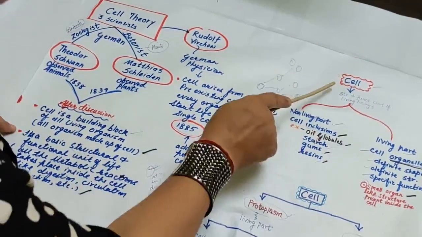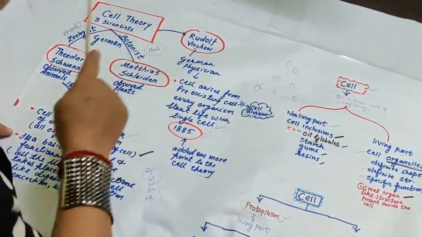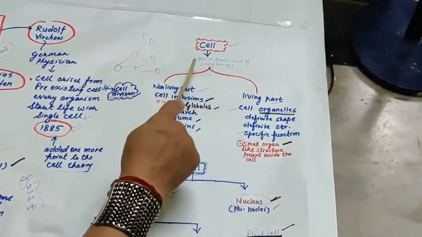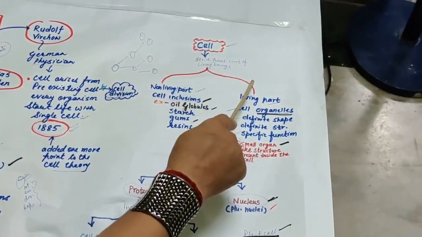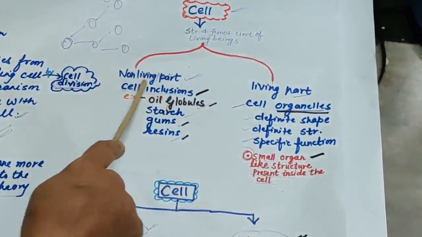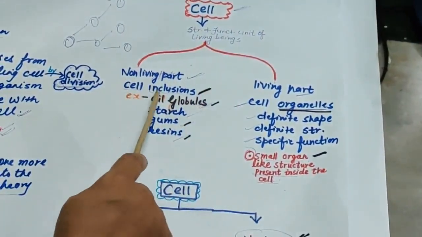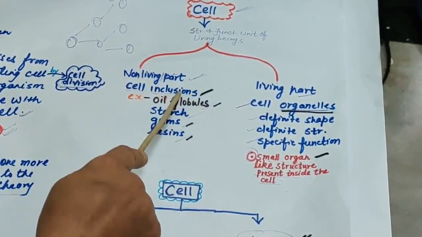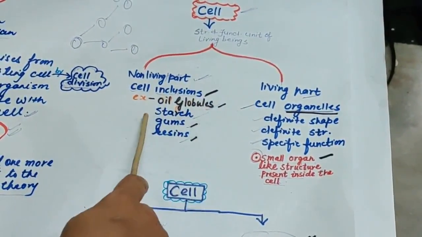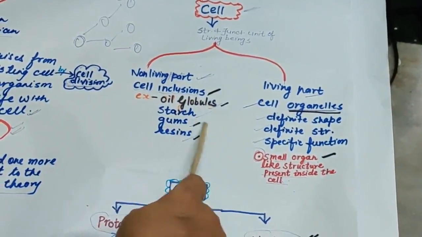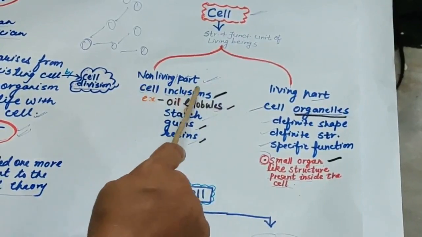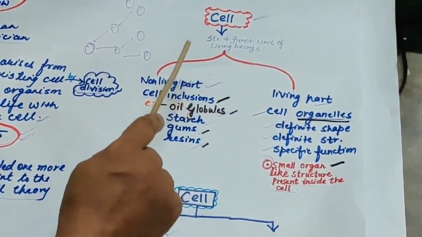Now come to the cell again. As you all know, the cell is a structural and functional unit of all living things. Now the cell has got 2 parts. The first part, which is the non-living part, is called cell inclusions. It is non-living. What does it contain? It contains oil globules, starch, gums, resin. This is called cell inclusion, which is the non-living part.